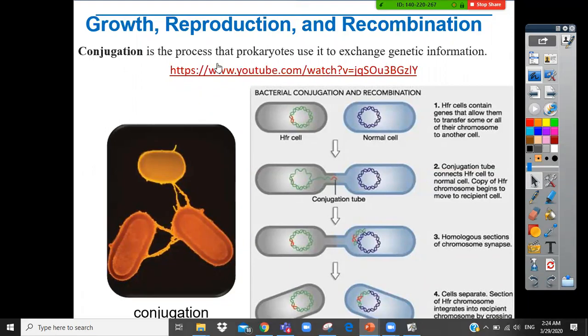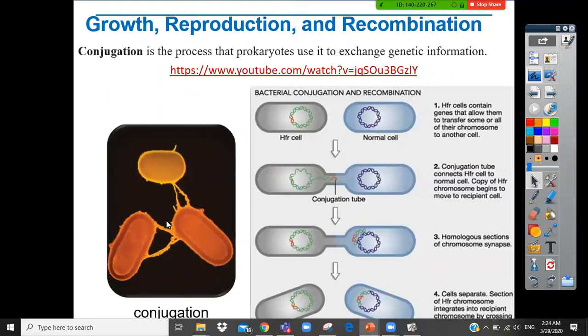Conjugation is the process that prokaryotes use to exchange genetic information. So it's a way that prokaryotes make genetic variations or genetic differences.